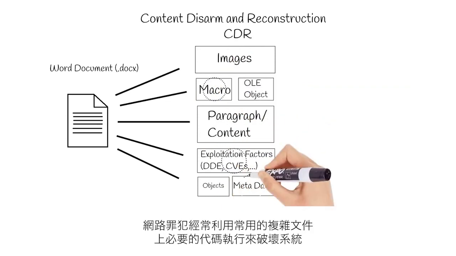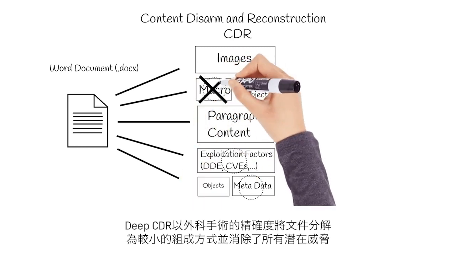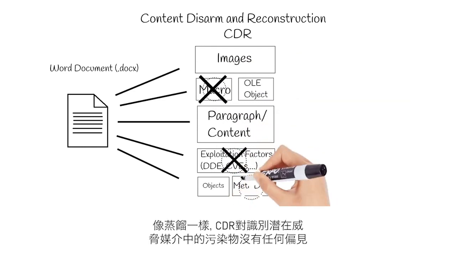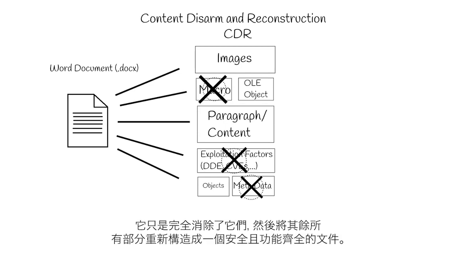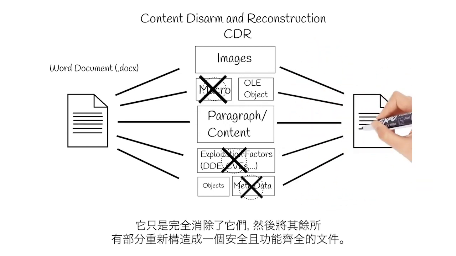Cybercriminals regularly exploit the necessary code execution on commonly used complex files to compromise a system. With surgical precision, however, CDR breaks the file down to its smallest components and removes any and every potential threat. Like distillation, CDR doesn't have any prejudice about identifying which contaminants are in a potential threat vector. It just eliminates them completely, and then reconstructs all the remaining pieces back into a safe and fully functional file.